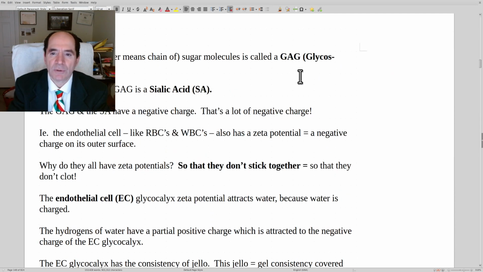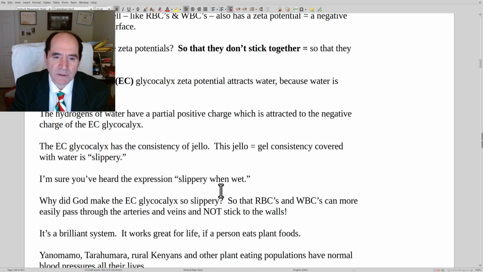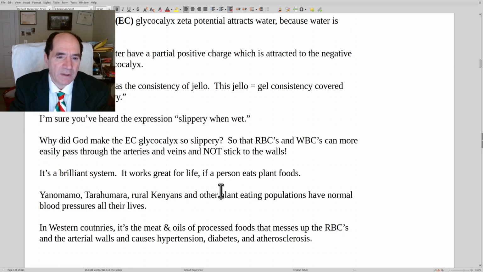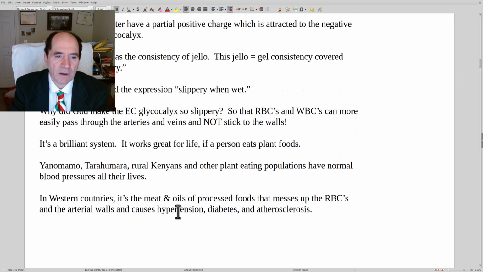And the polymer of sugar molecules attached to it are called glycosaminoglycans. You don't necessarily need to know all of this vocabulary, but just so you've heard it once and just remember it's associated with glycocalyx, that's good. The purpose of the zeta potential is so things don't stick together. We talked about all this stuff.